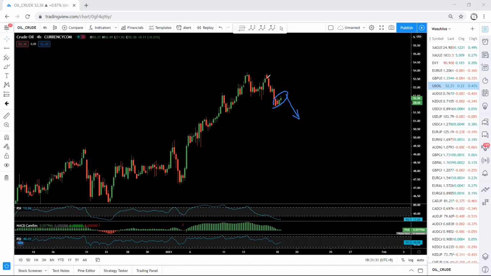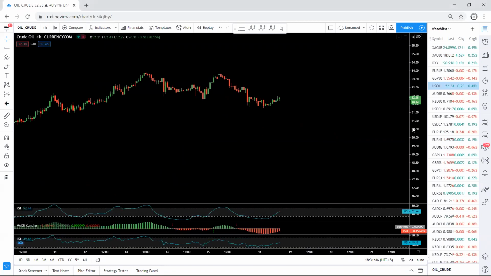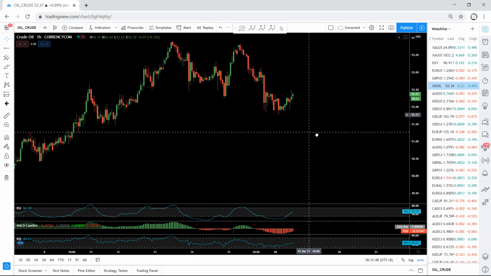That means one move down, then we will have these two before we get the up move. Okay, that means if you want to trade, whether buy or sell, we will get both of them. But right now on the four-hour chart, we don't have any trade setup. In this case, we move to lower time frame.